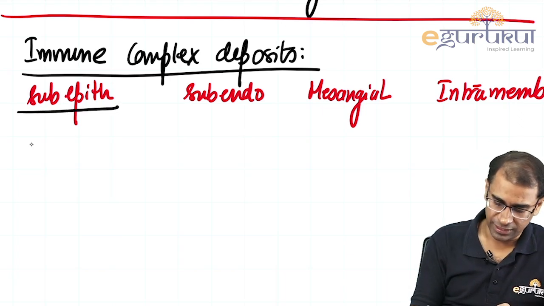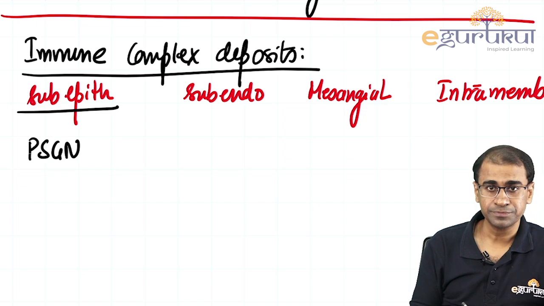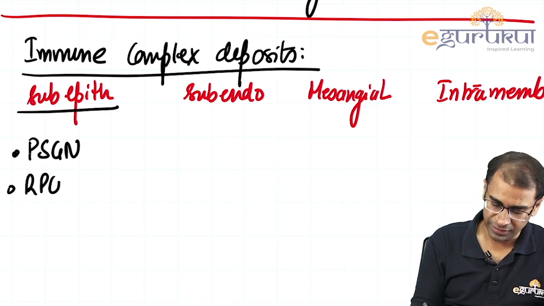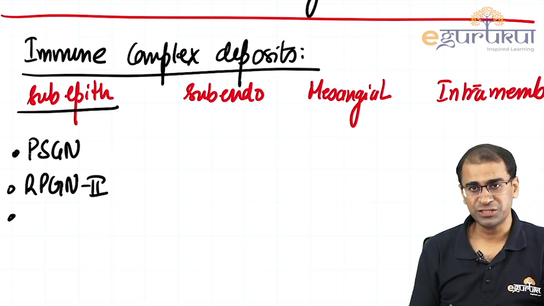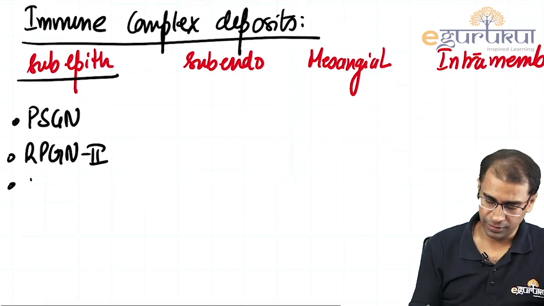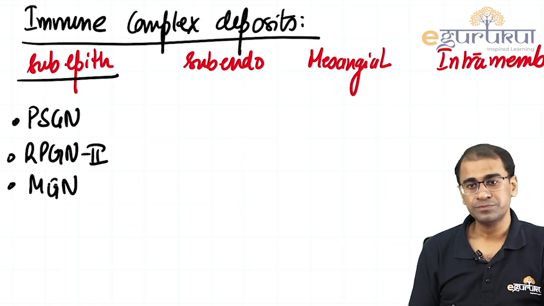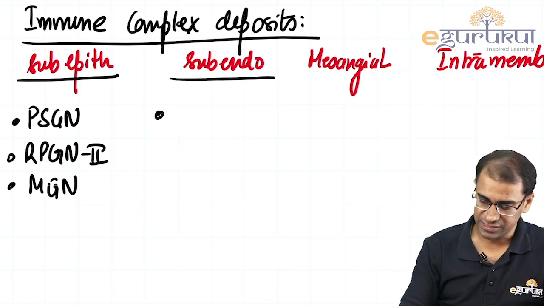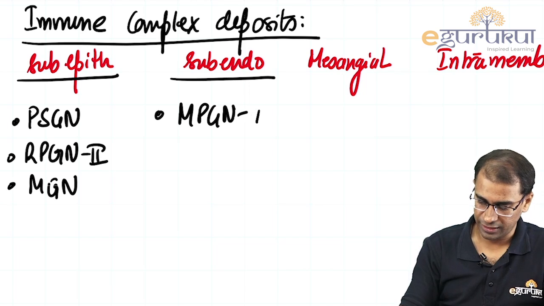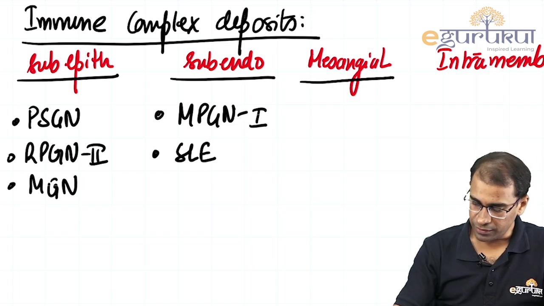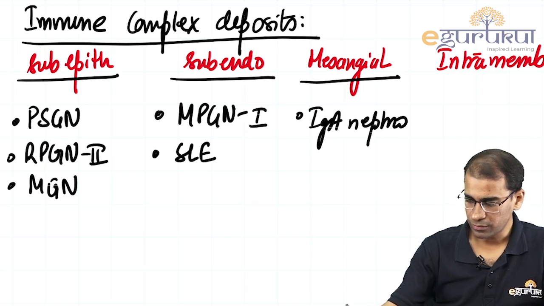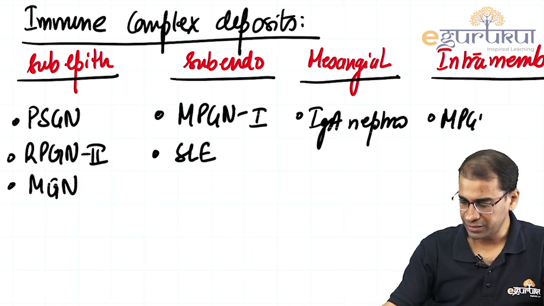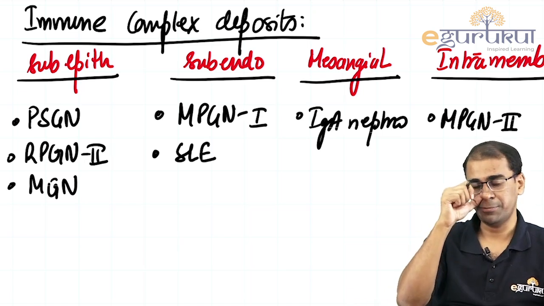Subepithelial deposits can be PSGN, it can be RPGN, especially RPGN type 2, and it can be MGN. Subendothelial deposits are seen in MPGN type 1 and SLE, that is lupus nephritis. Deposition in the mesangium is usually seen in IgA nephropathy, and intramembranous deposition is often seen in MPGN type 2.